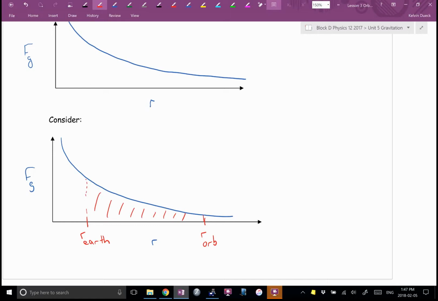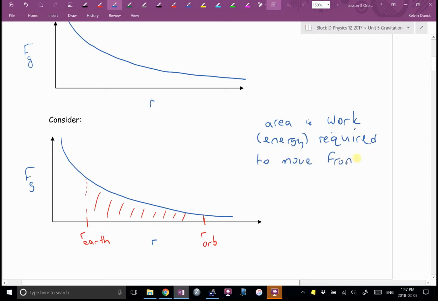Now, all that would do, by the way, is get it to the right height. It would come crashing back down because we haven't yet given it the kinetic energy it needs to stay there. But let's write this down here. So the area is the work, and you can put in brackets energy required to move from our Earth to our orbit.